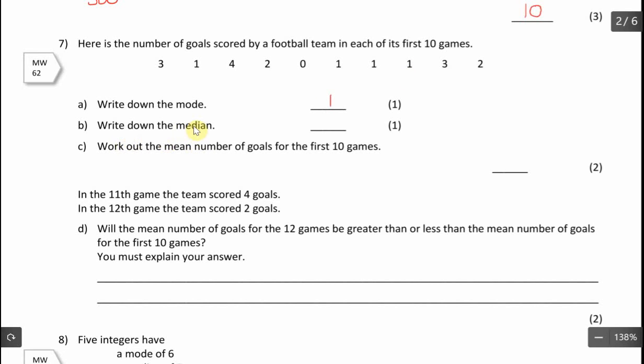The median is the middle when they're in order, though. So first we have to order them. I'd suggest crossing them out once you've got them. So I've then got 1, 2, 3, 4 ones.